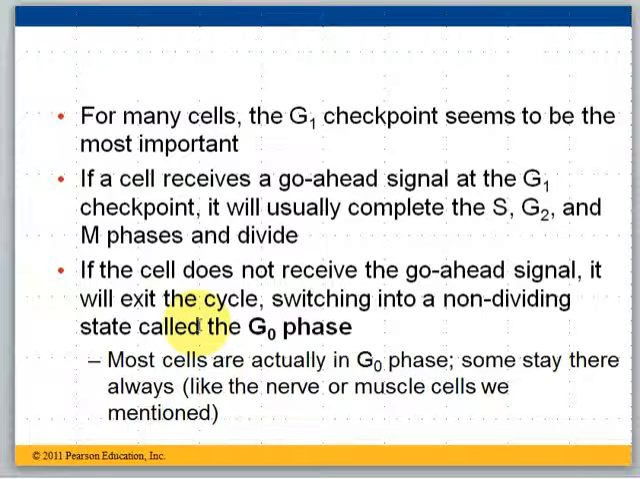The G0 phase is actually the phase that most cells are in. That's the state at which they are going about and doing their business. So liver cells are doing what liver cells do, and muscle cells are doing what muscle cells do, but they're not really in the process of preparing to divide. So most cells are actually in that G0 phase, and some of them stay there pretty much their entire lives, like the nerve cells or muscle cells that we were talking about.